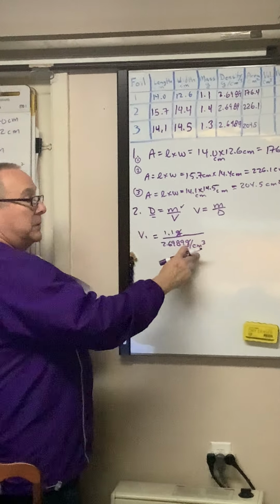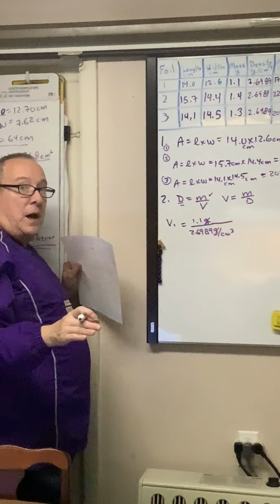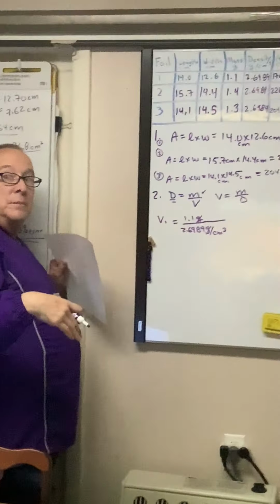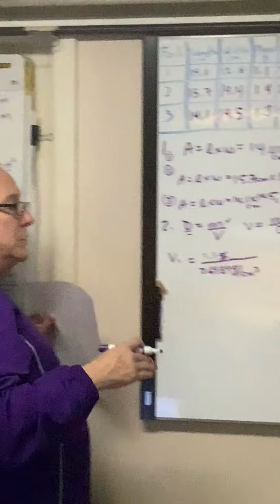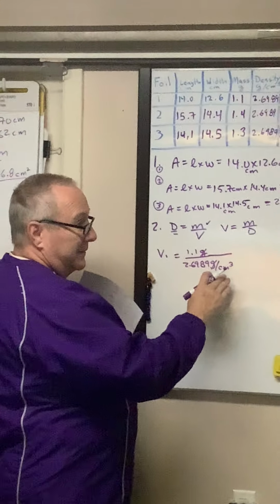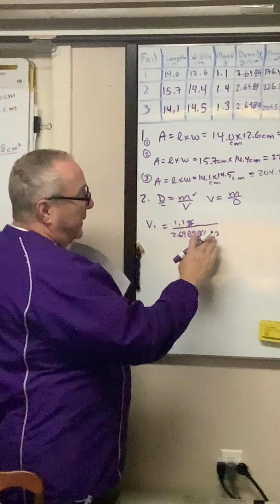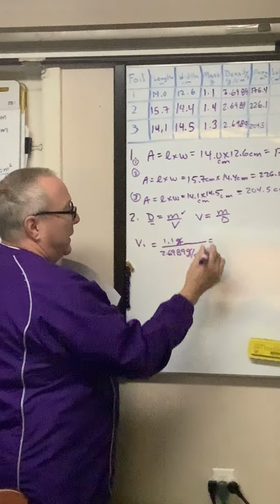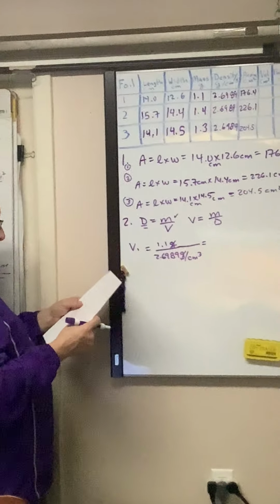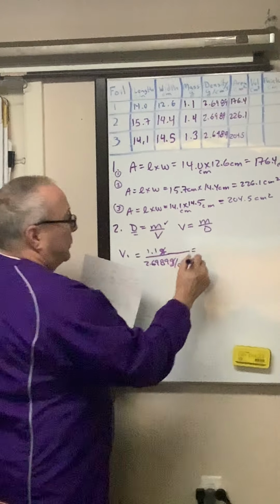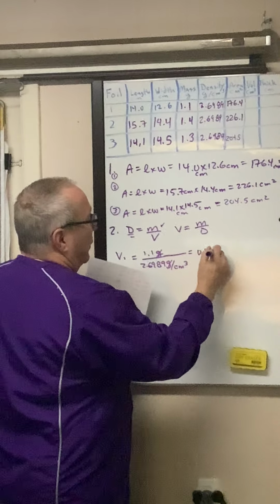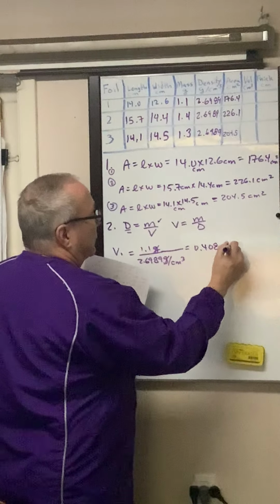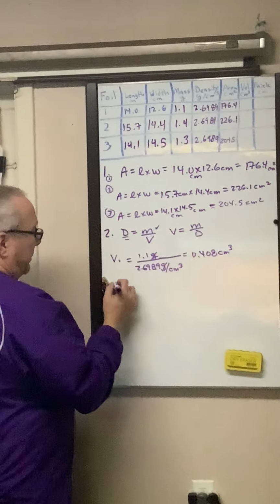And cubic centimeters is in the denominator of the denominator. I got it. Oh, you're zooming in. Okay. I didn't think about that. So the denominator of the denominator becomes the numerator. If you do the math, this gives you a volume of 0.408 cubic centimeters. Like I say, cubic centimeters comes up.